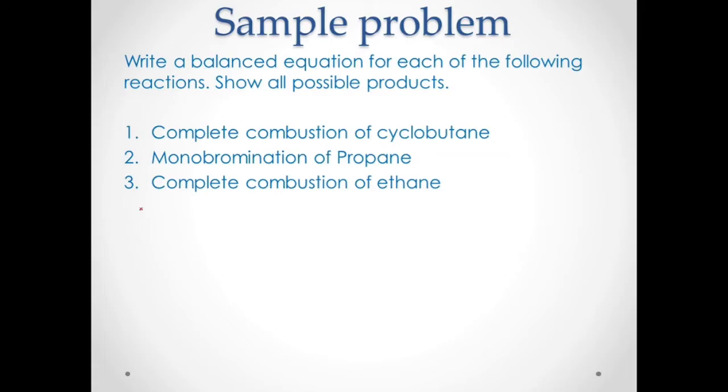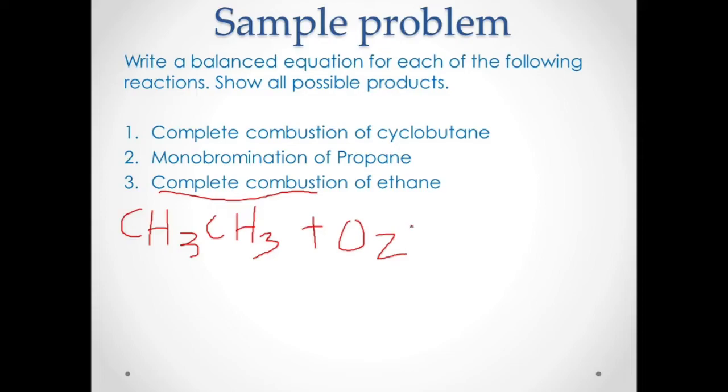So what would be the condensed formula for ethane? That would be CH3CH3, because ethane is an alkane with 2 carbons. So the condensed formula would be CH3CH3, or you can also write the molecular formula, which is C2H6. Remember, it is a complete combustion, so the starting material should be an alkane plus oxygen.